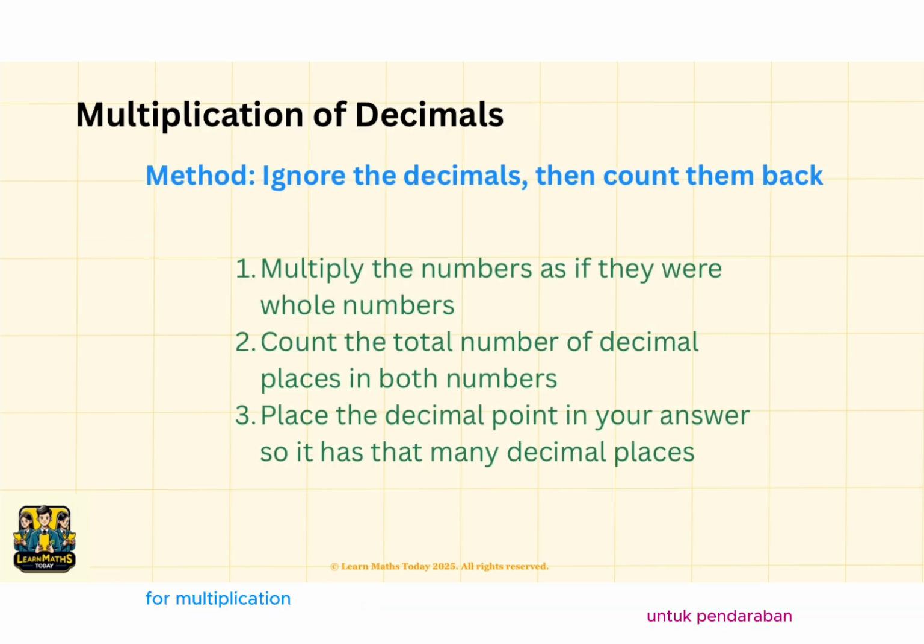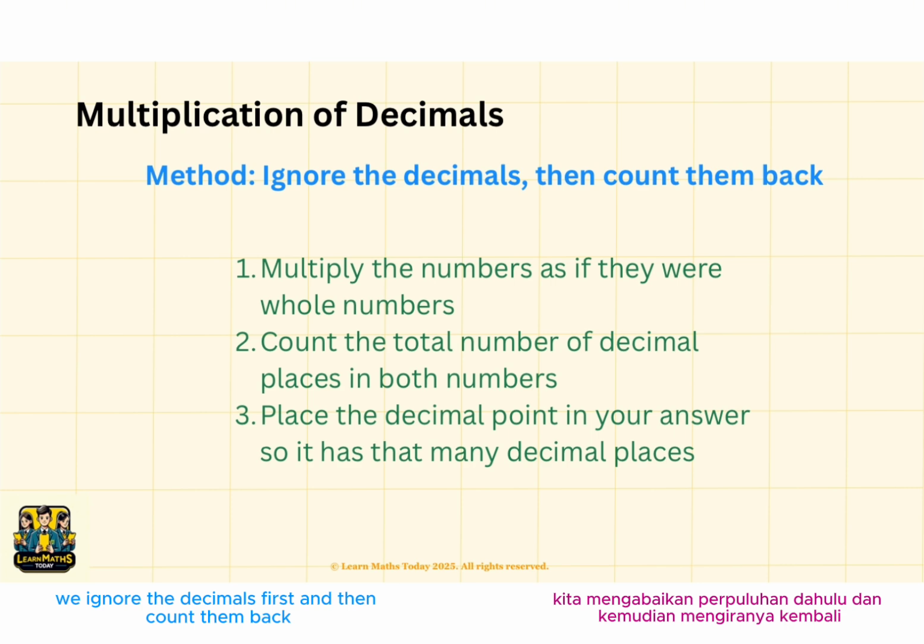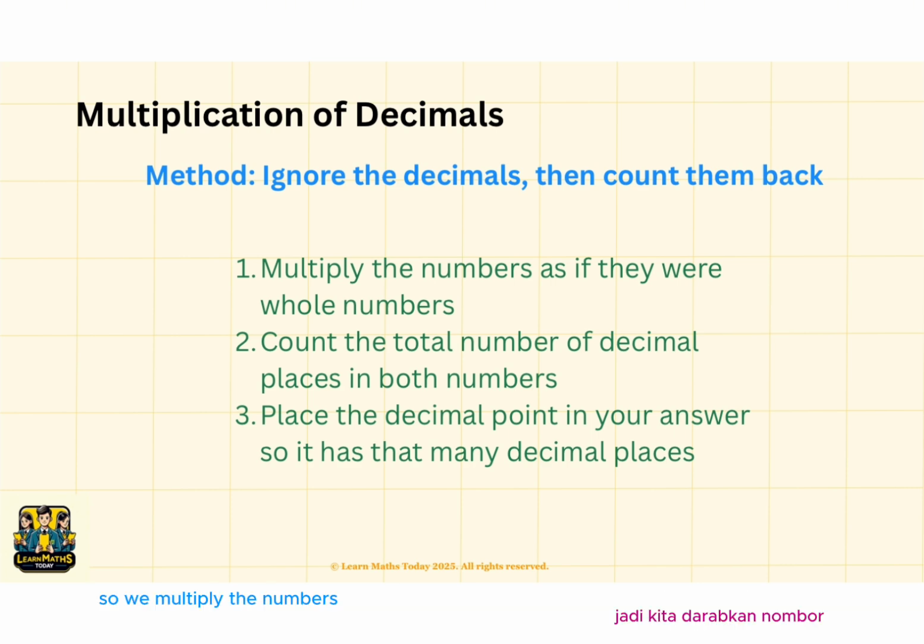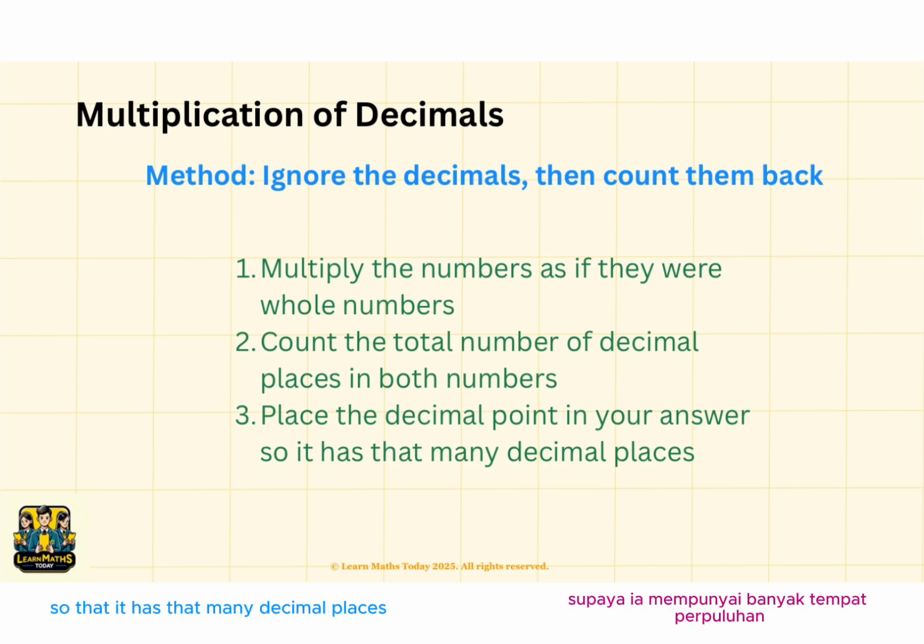For multiplication, we ignore the decimals first and then count them back. So we multiply the numbers as if they were whole numbers. Then we count the total number of decimal places in both numbers and place the decimal point in our answer so that it has that many decimal places.